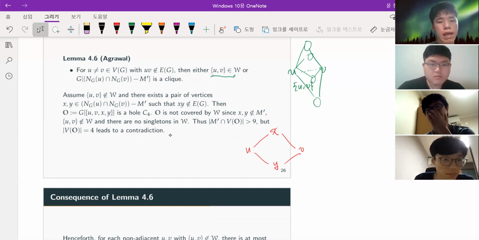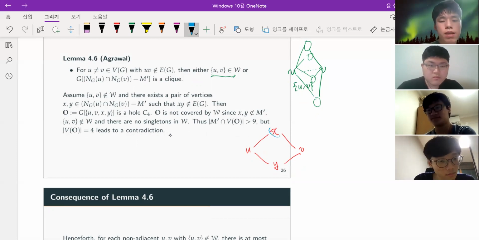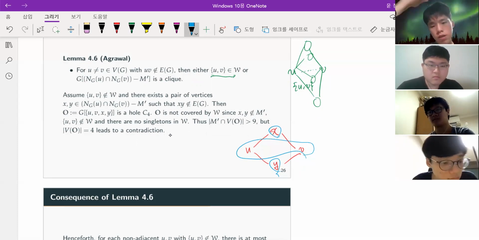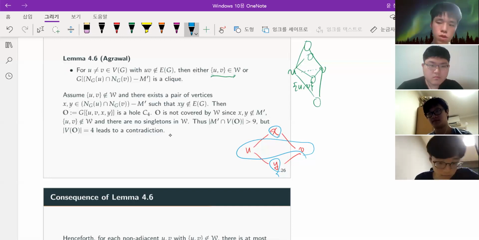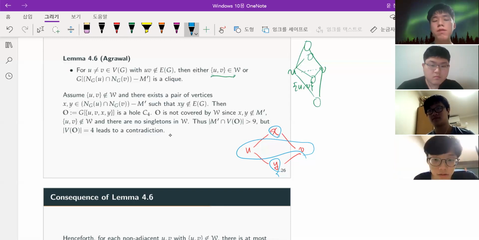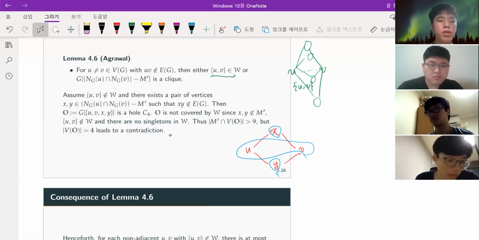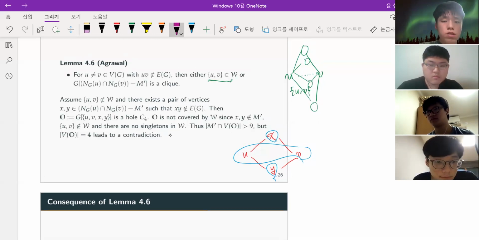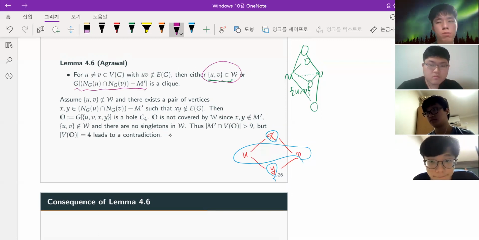This hole O is not covered by W, because X and Y do not belong to M, and UV does not belong to W. Thus, by the redundancy of M, the hole should intersect with M prime in at least 10 vertices. But there are only 4 distinct vertices in O, which leads to a contradiction. So the set UV belongs to W, or this induced subgraph must form a clique.